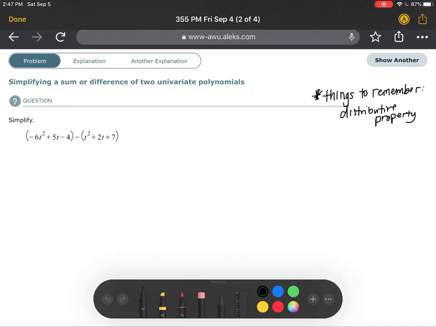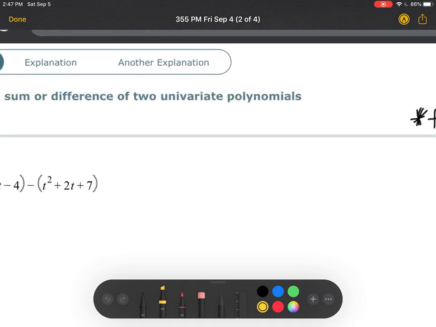Okay guys, so this question is talking about simplifying a sum or difference of two univariate polynomials. And you guys are probably looking at that topic name and like, what? What does that mean? So I'm going to break it down for you real quick so you guys are like, oh, this probably isn't all that bad, because it's really not. So univariate is talking about variables. That's where that variate part comes from.